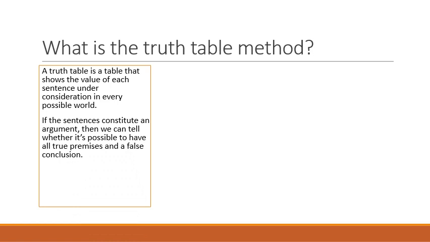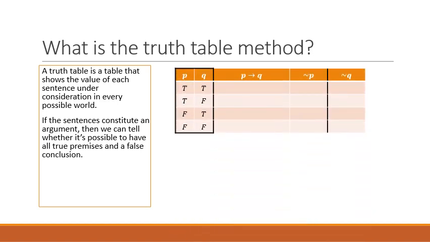So what we say then is, if those sentences constitute an argument, so if some of those sentences are premises and the other is a conclusion, then we'll be able to tell whether or not it's possible to have all true premises and a false conclusion. And that's going to be important for determining whether or not the argument is valid. So let's look at a truth table.